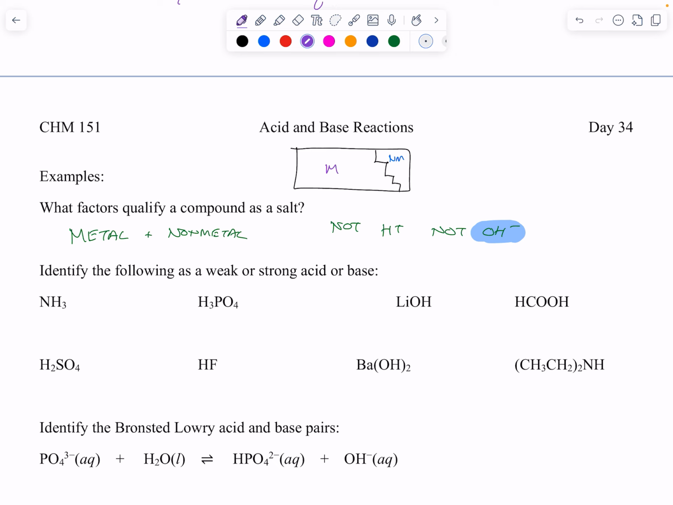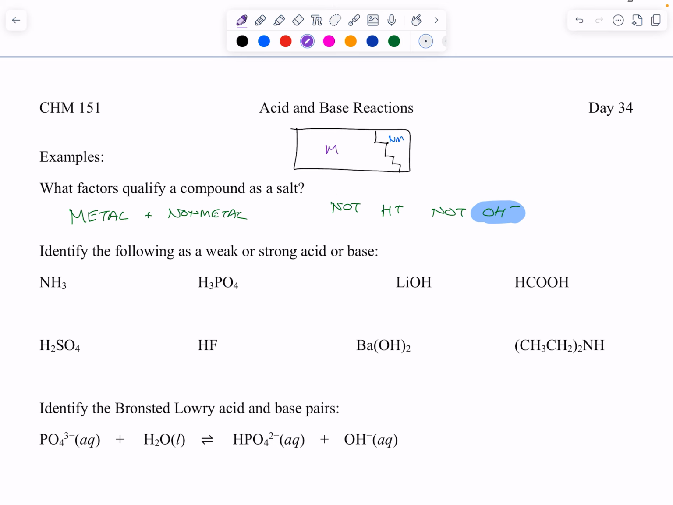All right, so let's look at these and figure out what they are. I want weak or strong, acid or base. No salts. Salts are just metal, non-metal. All right. So NH3, hopefully we recognize that is the weak base. H3PO4. Hopefully we see the H out in front, so it's acid, and it's not one of the 7 strong, so it's a weak acid. LiOH. Hopefully we see the hydroxide, so it's a strong base.